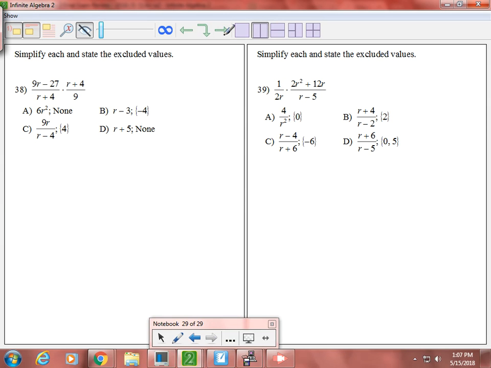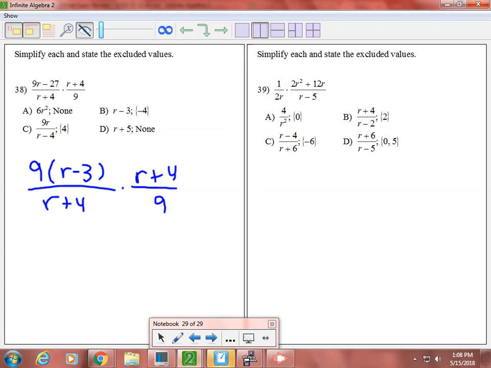So on this one, we're multiplying. You want to make sure and do your factoring first. So on the first one, I would take out a 9, and I'd be left with r minus 3 on both. And then I have r plus 4, and 9. So I can look up, down, diagonal. Write that down somewhere. Up, down, and diagonal.